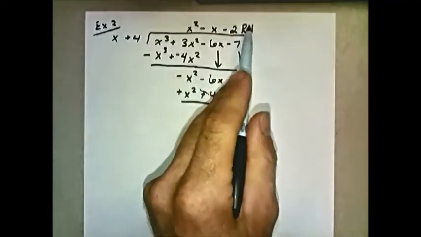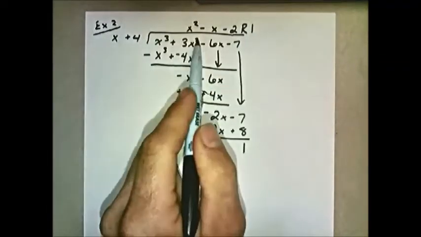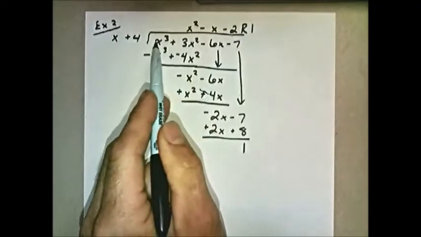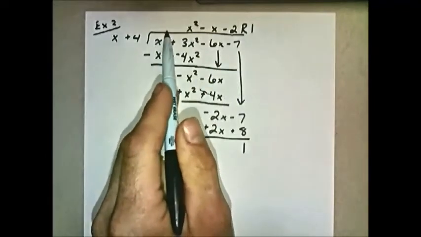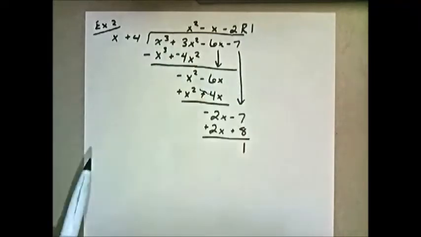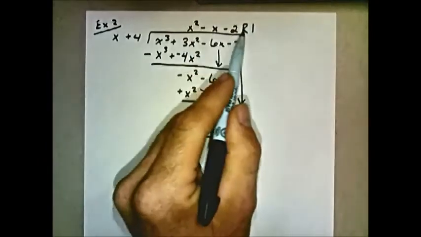Since we have a remainder, we know that x plus 4 does not divide evenly, or is not a factor of x to the third plus 3x squared minus 6x minus 7. And that concludes our example 2.